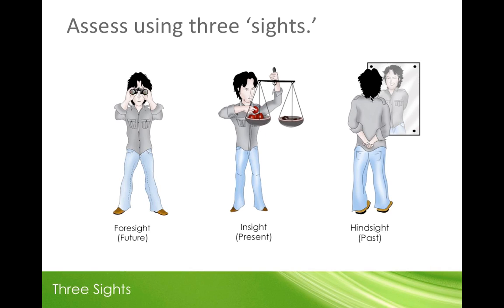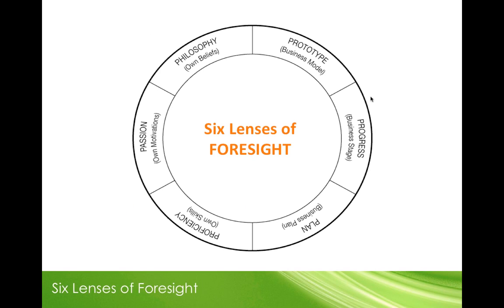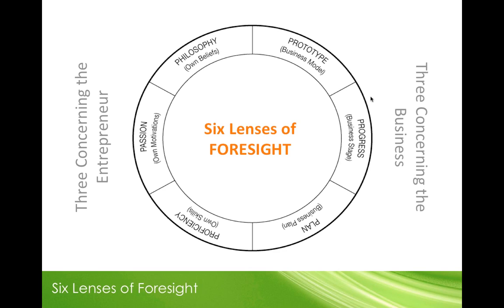Just as a recap on the foresight side, what we covered over the last modules was that there's 6 lenses of foresight. 3 of those concern the entrepreneur, the passion lens, the proficiency lens, and the philosophy lens. And then 3 of them concern the business, prototype, progress, and the plan lenses. Okay, so hopefully you've done a little bit of pre-work on each of those and now understand, if you've done that pre-work, how quick it can make decision making, which we'll get to at the tail end of this webinar.